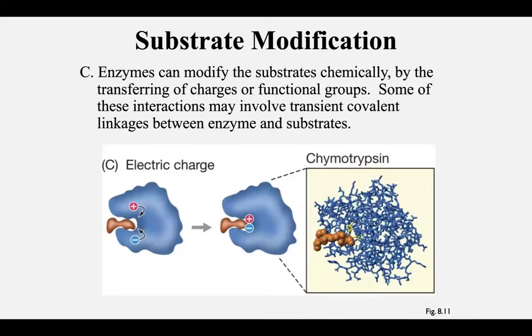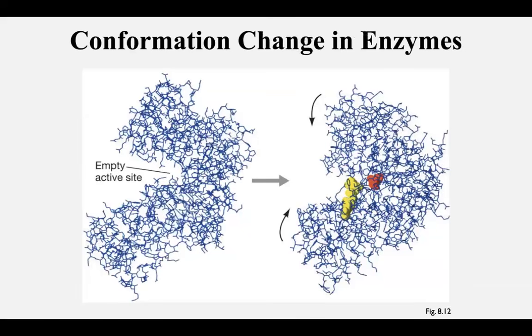Then there are also substrate modifications, where enzymes can chemically modify the substrates after binding to them by adding charges or adding different functional groups. And then, as it says here, some of the interactions may involve covalent linkages between the enzymes and the substrates themselves. So there are multiple ways to create conformational changes within the actual substrate, and then the substrate also creates conformational changes within the enzymes. After binding, the enzyme changes shape, because you don't want multiple substrates binding to the same active site. So the enzyme changes shape.